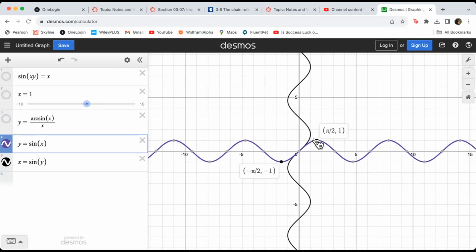And so our output is going to go from -1 to 1. That's for inverse sine.